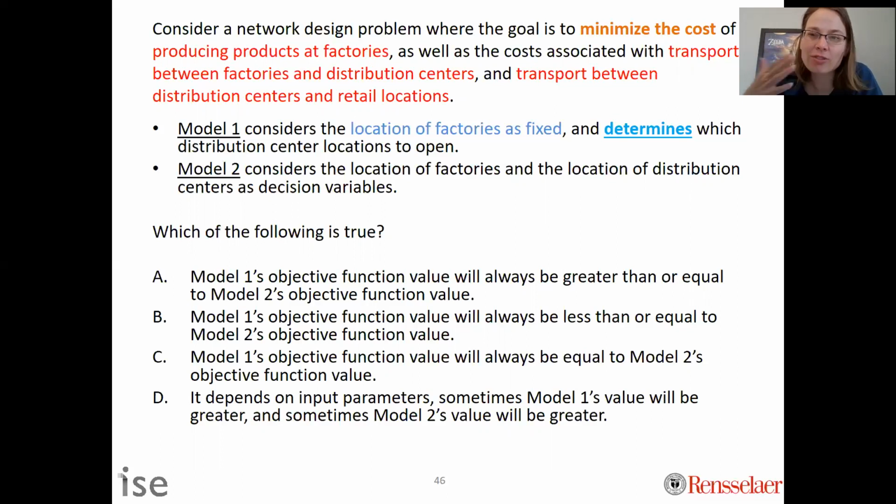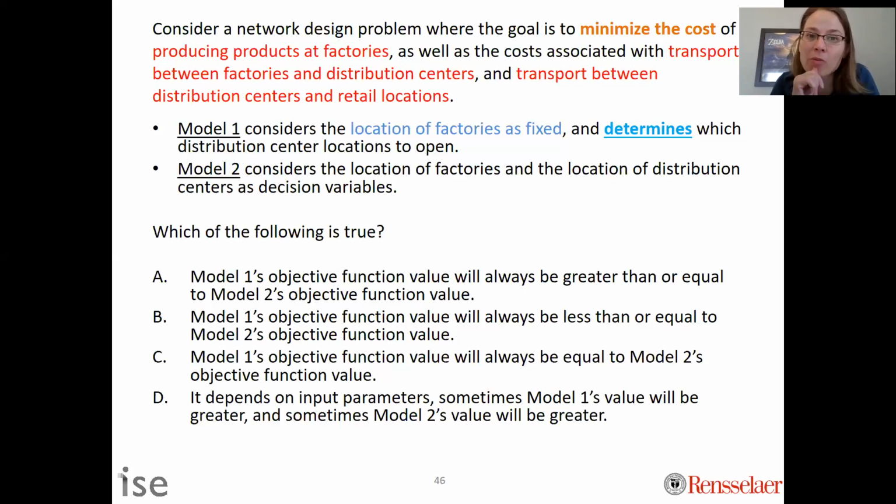All right, so now let's think about that. Why is Model 1's objective function value always the same or worse than Model 2? We can think about Model 2 as having more flexibility. We have the ability to move both factories and distribution centers, which could lead to a lower cost solution, which is good. In Model 1, we don't have the ability to change the location of factories. Therefore, they could be in a less than optimal location, which has higher cost.